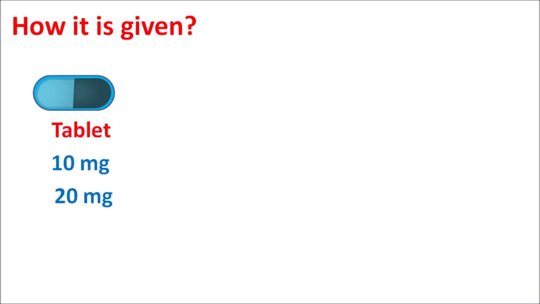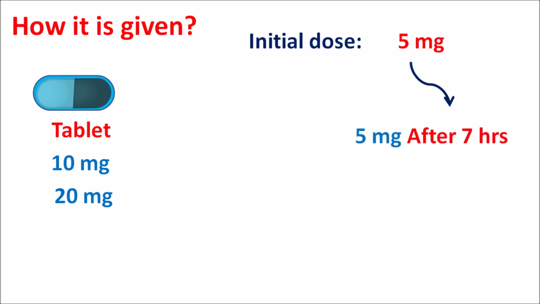How is it given? This drug is available as a tablet at different strengths such as 10 mg and 20 mg. The initial dose is started at 5 mg, given twice daily. After 7 hours, another 5 mg should be given. But in those patients who have more body weight, the dose may be further increased to 10 mg given twice daily. The gap between the first and second dose should be 7 hours in order to avoid tolerance. This type of dosing is given to avoid the tolerance developed by this drug.